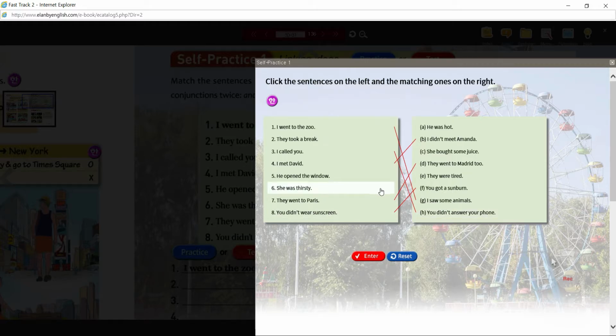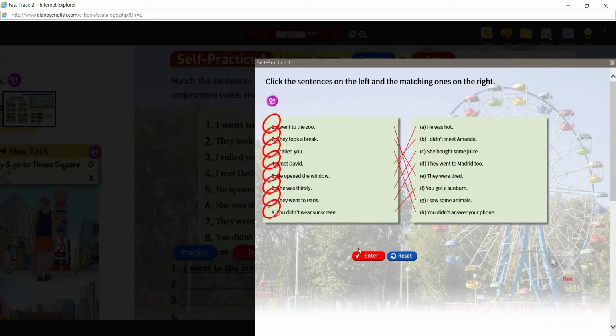Thirsty. So she wants to quench the thirst. She bought some juice. So thirsty. Right. So she wanted to drink something. He opened the window. He was hot. That's probably a relationship there. Right, so they took a break and they were tired. So you can probably see how these relate. How did I do? Perfect score.